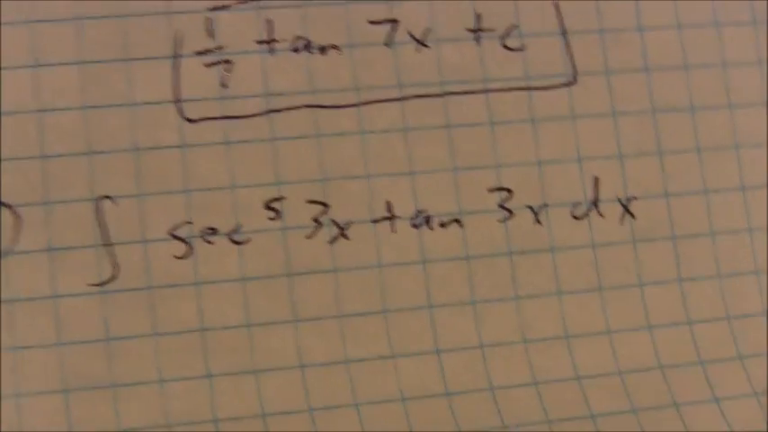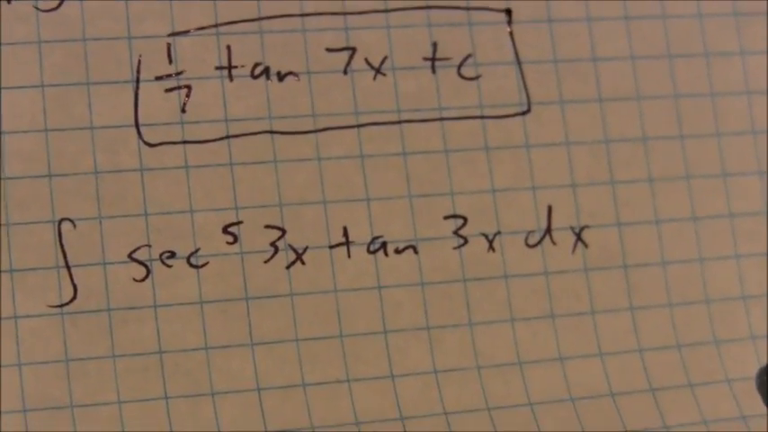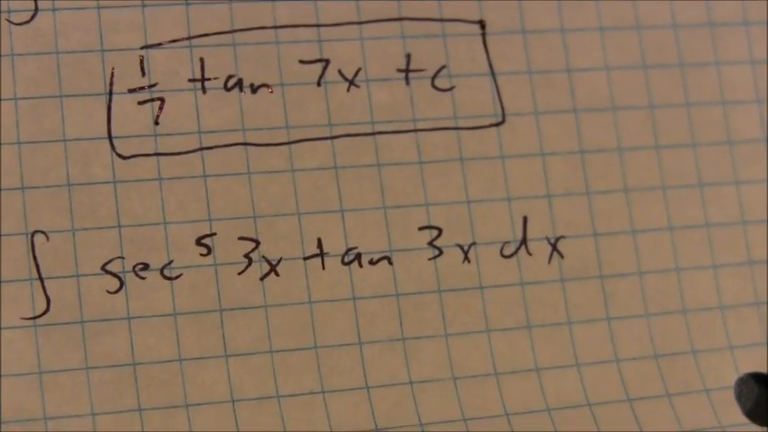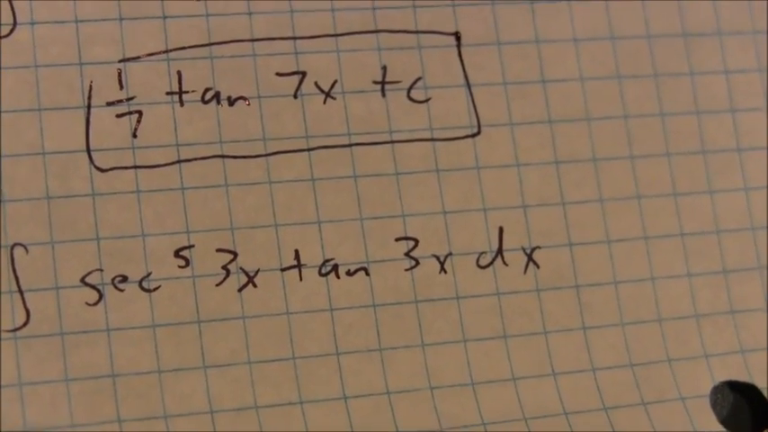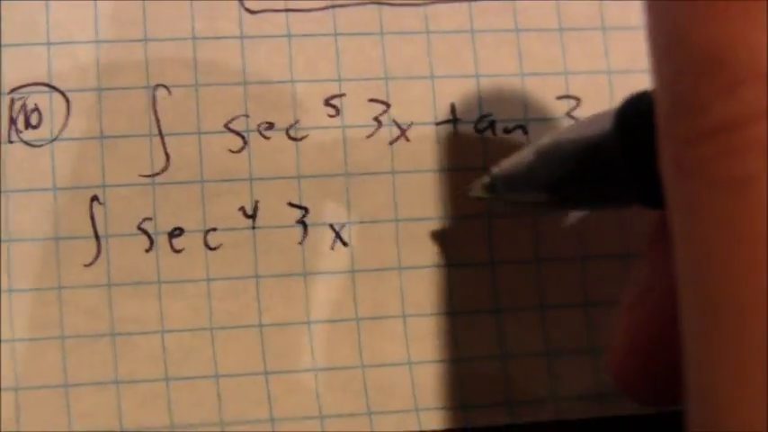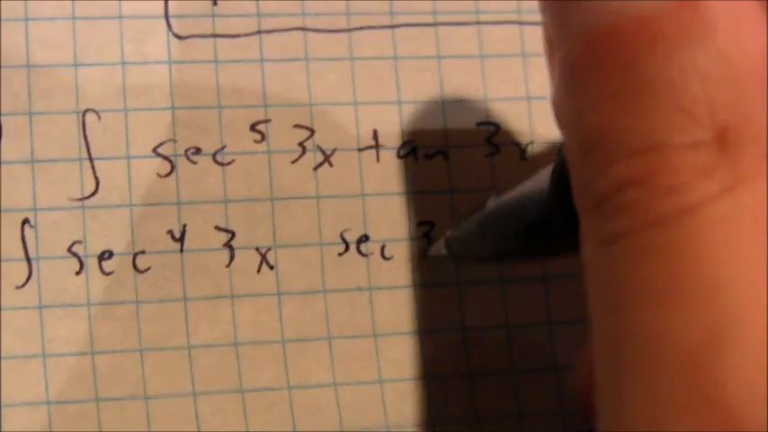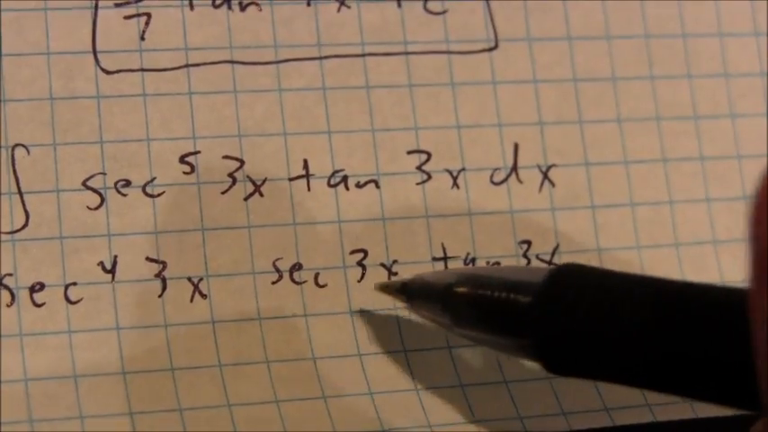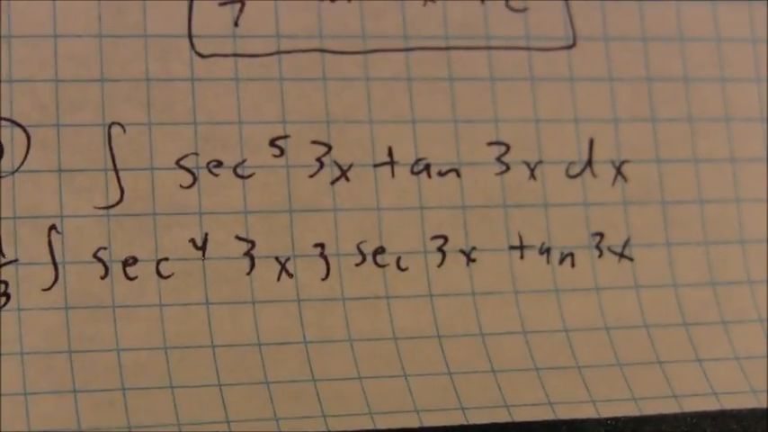And the final example. This time you'll notice I have a secant 3x and a tangent 3x. Well, the derivative of secant of x is secant x tangent x. And I can use that idea here. I'm going to rewrite this just slightly. I'm going to rewrite this as secant to the 4th of 3x. I'm going to borrow a secant because the derivative of my inside function is going to have a secant 3x and a tangent 3x. Of course, the derivative of that inside function is actually 3 secant 3x tangent 3x. So I multiply by 3. I balance that outside parentheses with a 1/3.